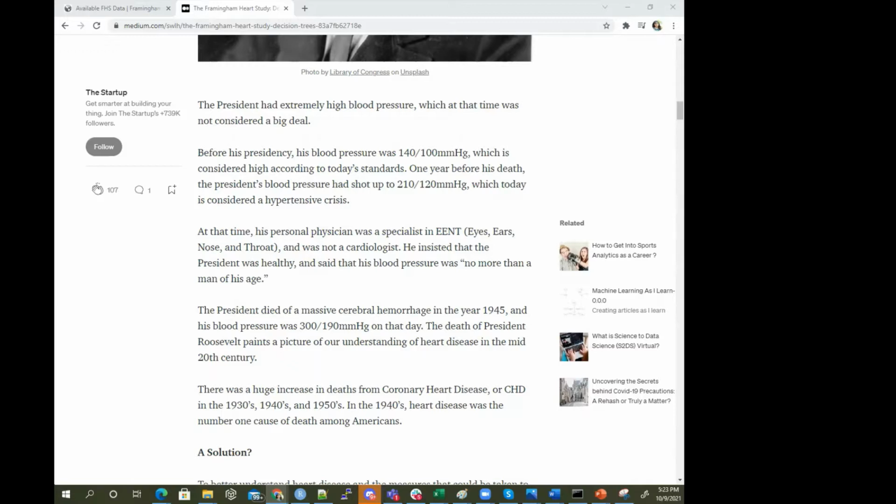The president died of a massive cerebral hemorrhage in the year 1945, and his blood pressure was 300 over 190 on that day. The death of President Roosevelt paints a picture of our understanding of heart disease in the mid-20th century. There was a huge increase in deaths from coronary heart disease in the 1930s, 40s, 50s, and in the 40s, heart disease was the number one death among Americans.